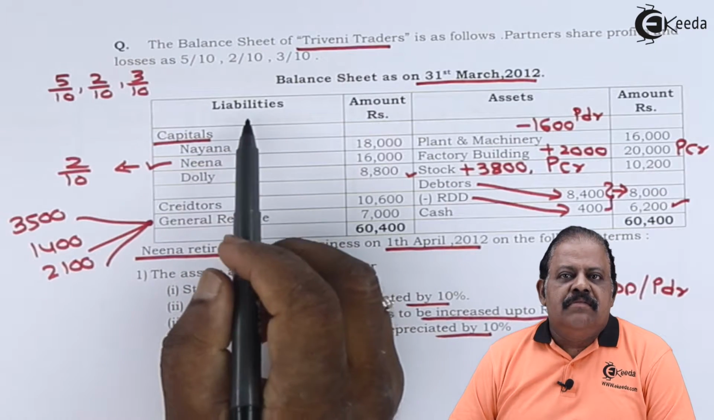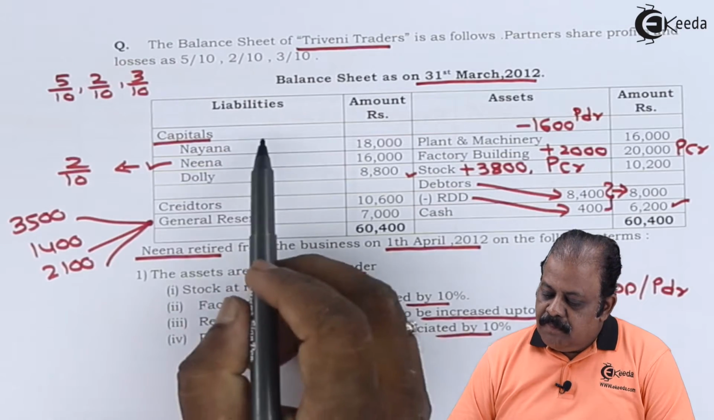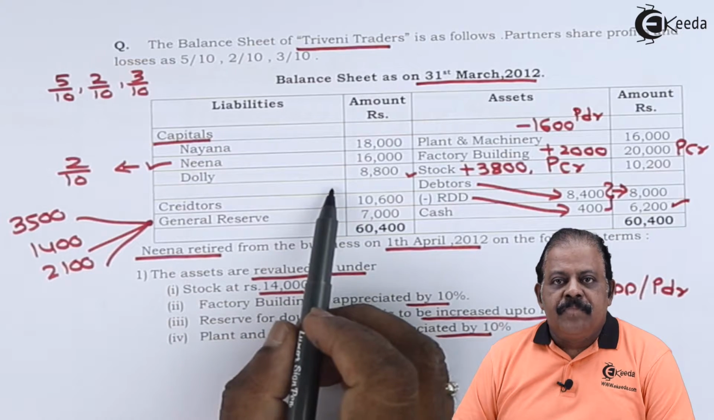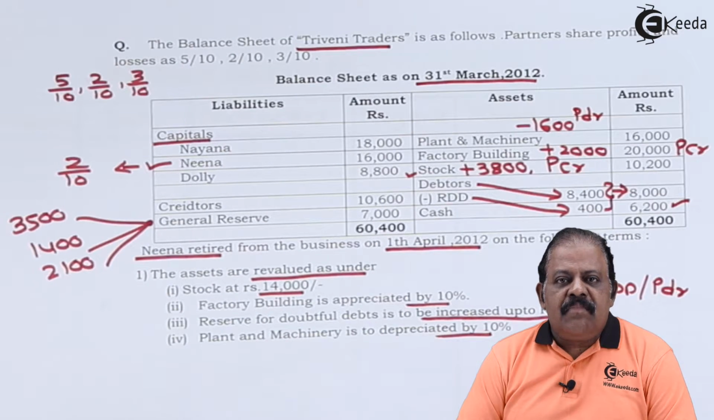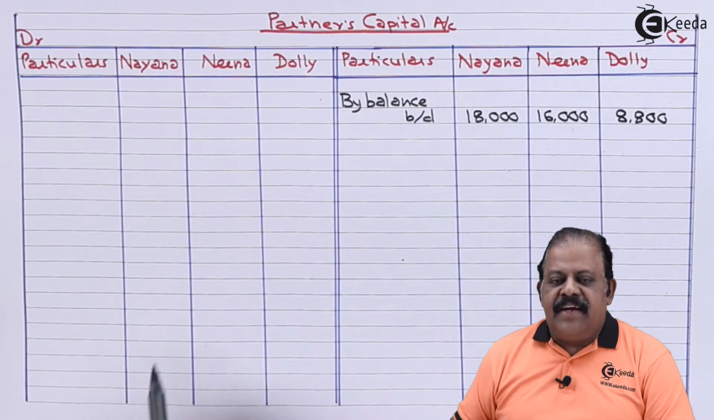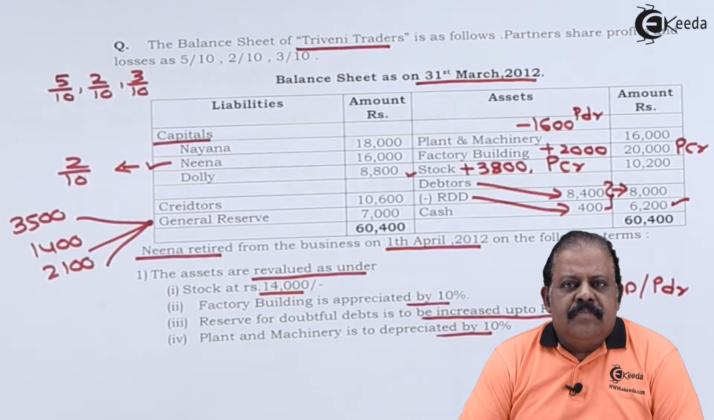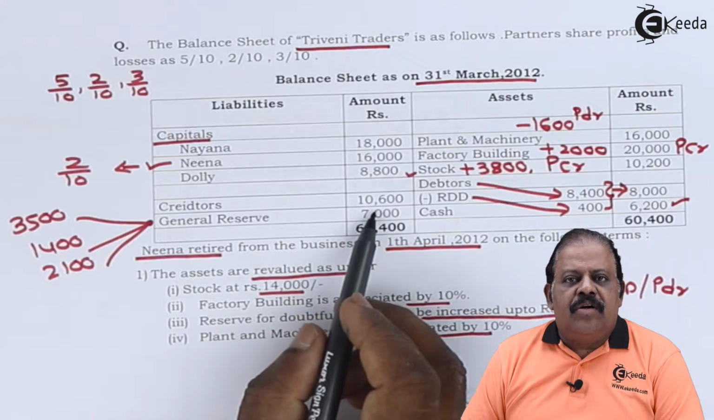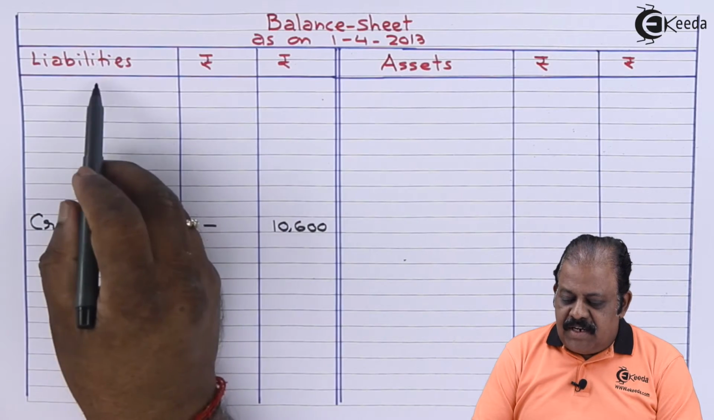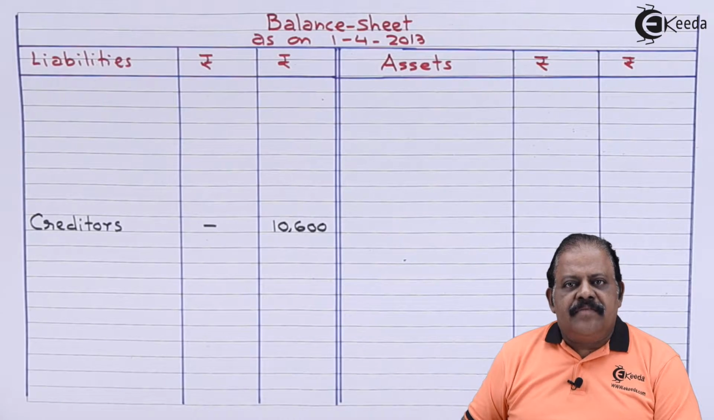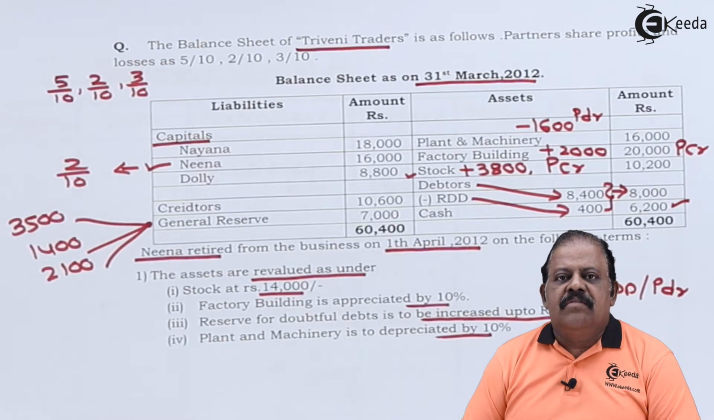Let us start with balance sheet. On liability side, we have capital of Naina, Nina, Dolly. This will be transferred to their capital accounts on credit side. Partners capital account credit side. Creditors 10,600. There is no adjustment on creditors. So this will be transferred to new balance sheet on liability side. New balance sheet liability side: creditors 10,600.